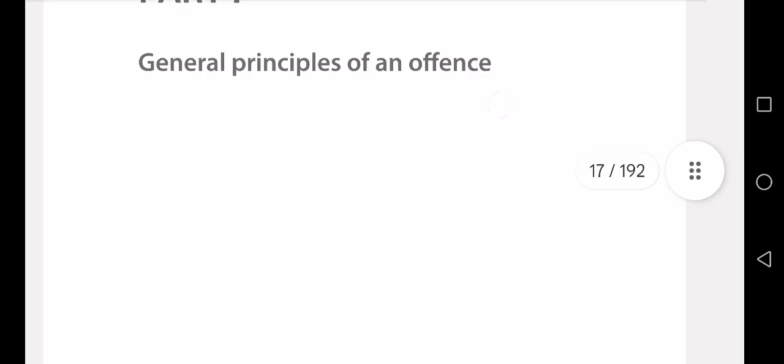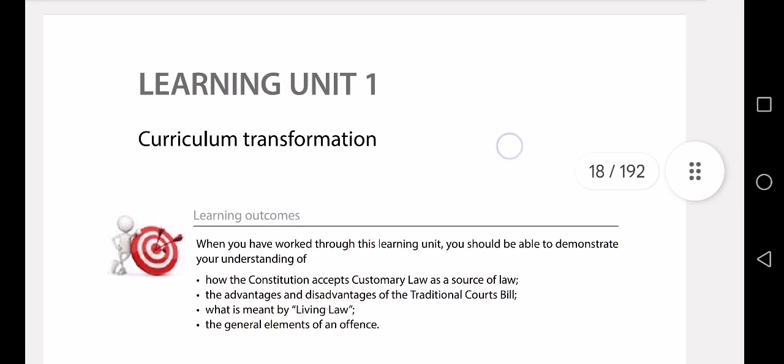So today we're doing CRW 2601. We're doing our final year on criminology and CRW selected topics of criminal law. So we can move now to learning unit 1.